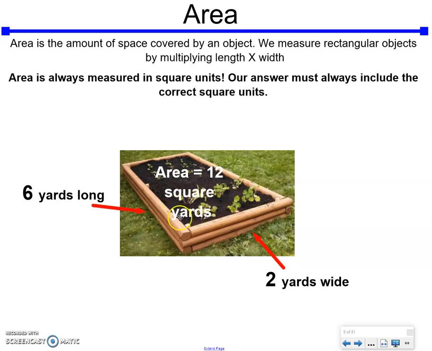Remember, your square unit will always match the unit used in the problem. In the first example, the rug was measured in feet, so our area was in square feet. In this case, our rectangular object is being measured in yards, so the area is in square yards.